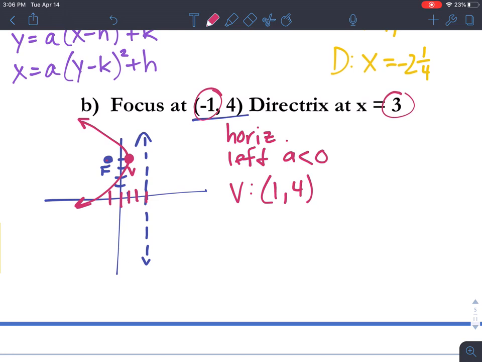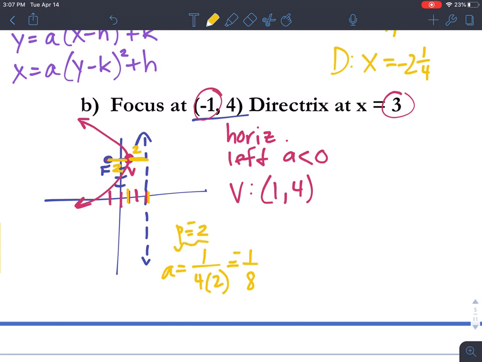And last but not least, what is that p-value? Well, how far apart am I here? From 1 to 3, I'm 2 away. And then from -1 to 1, I'm 2 away. So p is 2. a equals 1 over 4p. So a is 1/8. And I kind of lied, though you can catch it at the end, because a has to be negative, right? So p is technically -2.